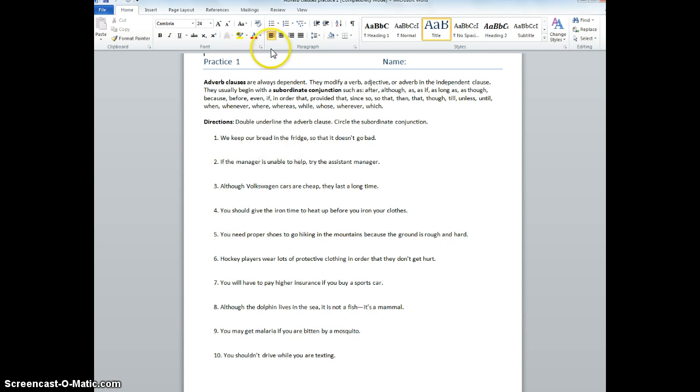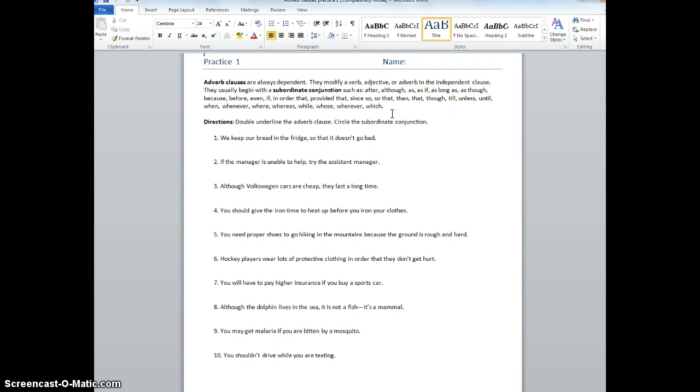So let's look at adverb clauses first. I'm just going to read what it says here. Adverb clauses are always dependent clauses. They modify a verb, adjective, or adverb in the independent clause. Modify is a word that means change or go into more detail about something. So these usually begin with a subordinate conjunction. Subordinate conjunctions are as follows. They can be after, although, as if, all the way through that list in front of you.